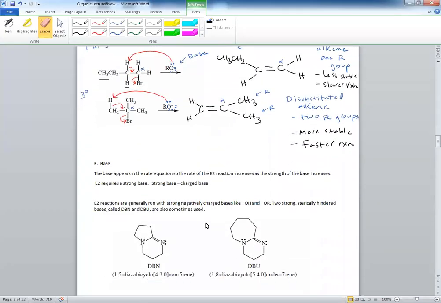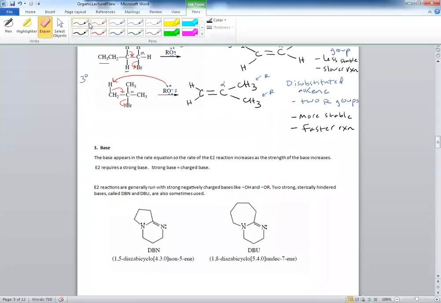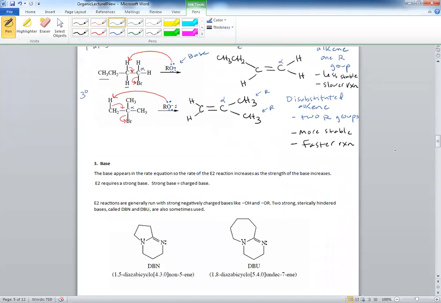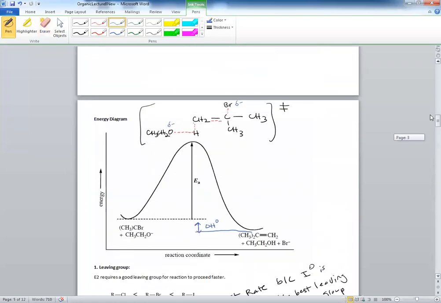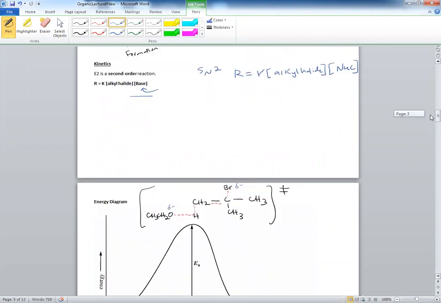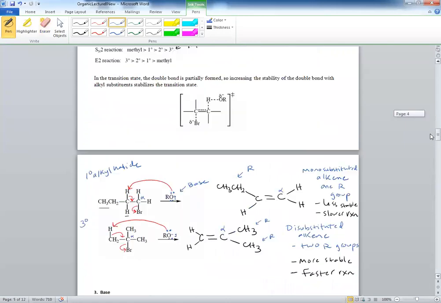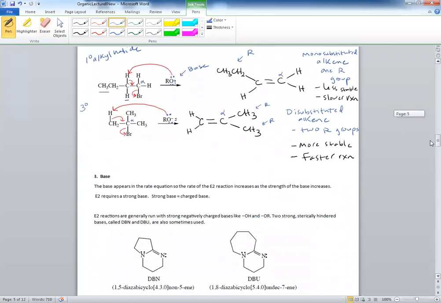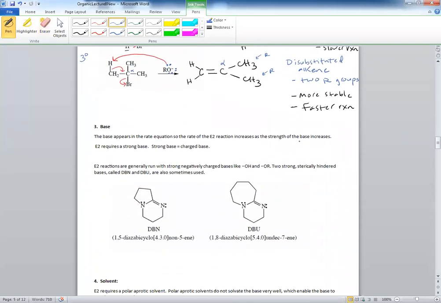The base. Remember, we have a base in this reaction. We do not have a nucleophile, as it's not a substitution reaction. So the base appears in the rate equation, as we can see right here in the rate equation. So its concentration and its strength, of course, will have an impact on the reaction rate. The stronger it is, the faster the rate.